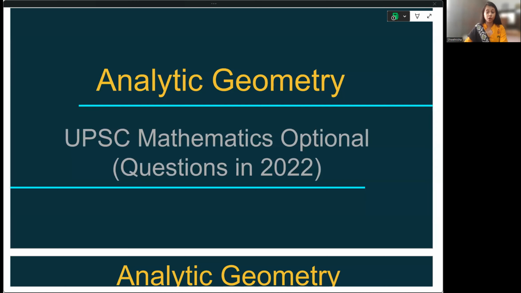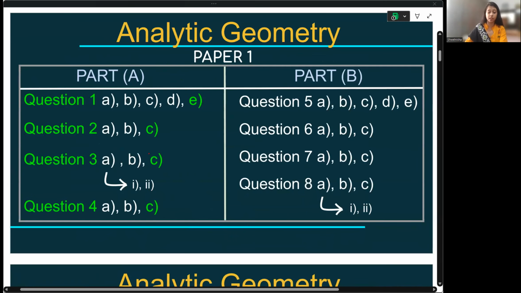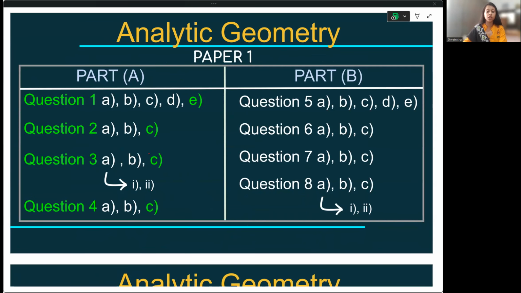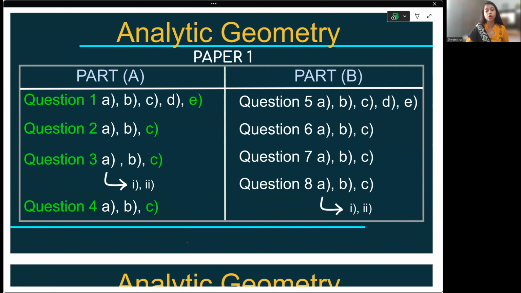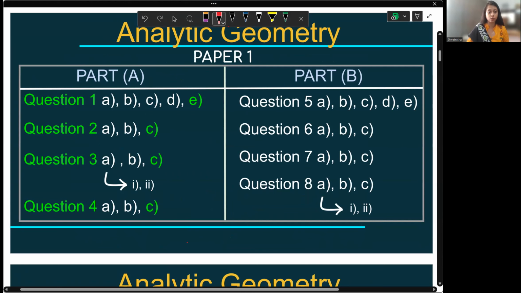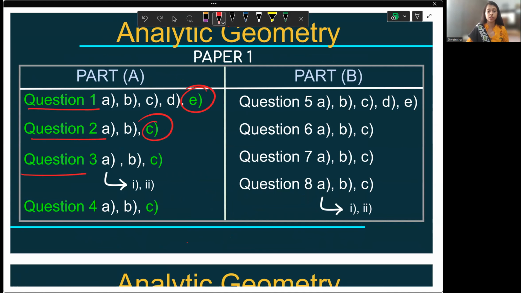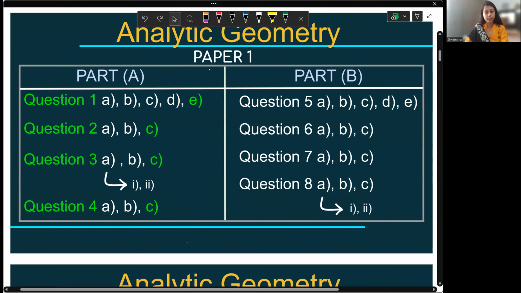This is also an important section of your paper 1, and it's easy also, so it's better that you don't miss it in your preparation. This is the basic structure of your paper. We have part 1, part 2, and the highlighted sections are from analytic geometry. This is question number 1 E part, question number 2 C part, question number 3 C, and question number 4 C. So we are going to discuss only these.